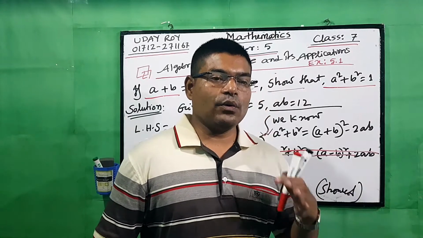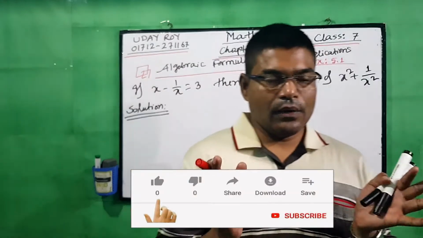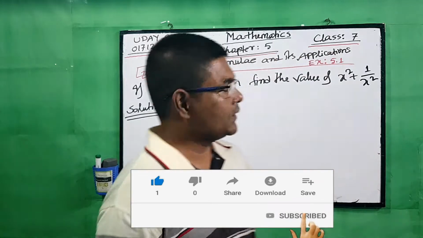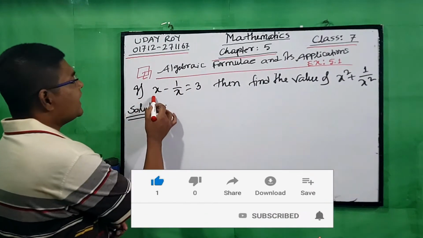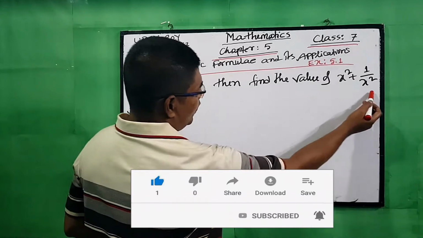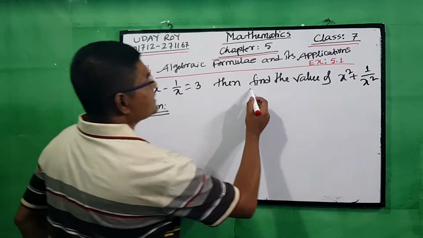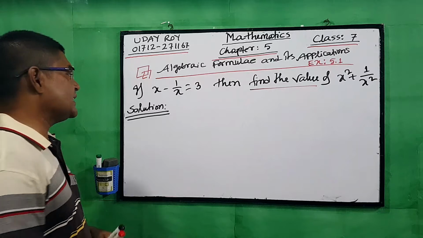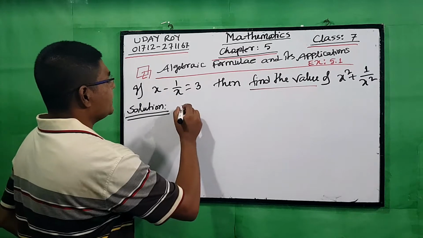Now come back to the board. We will do another maths. Please come back. If x minus 1 by x equal 3, then find the value of this. This is find the value. So at first you have to write the given part.